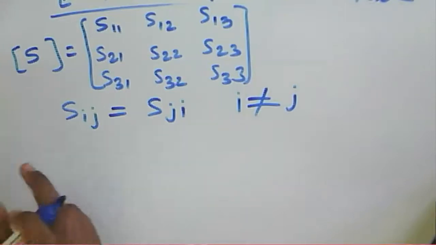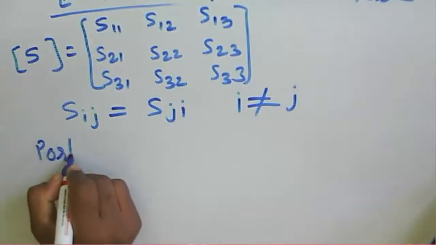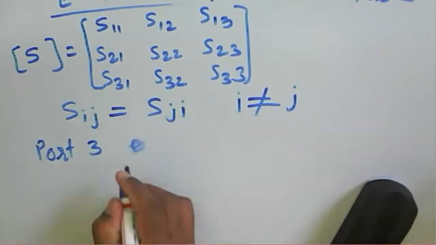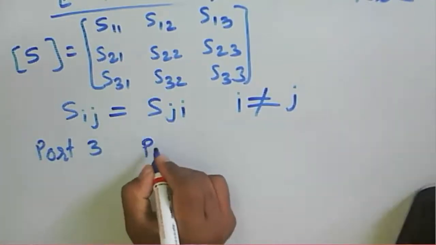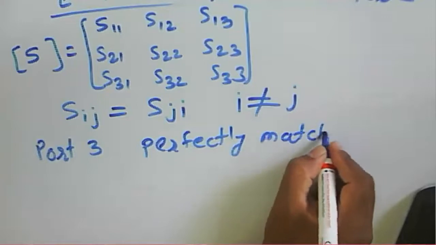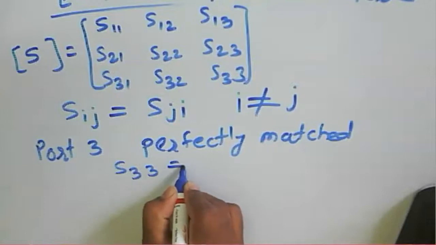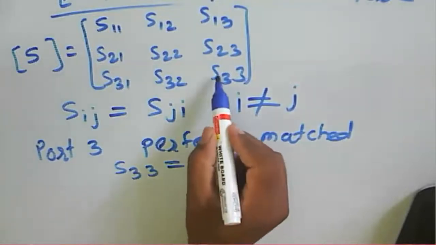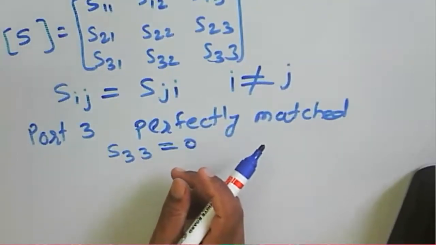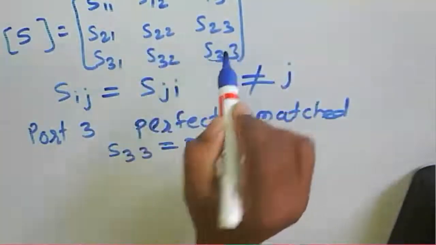In that case, port 3 is perfectly matched to the junction. Port 3 is perfectly matched to the junction. Then we can say that S33 is equal to 0. So this component S33 is equal to 0 because it is perfectly matched. So we can write the value of S33 as 0.